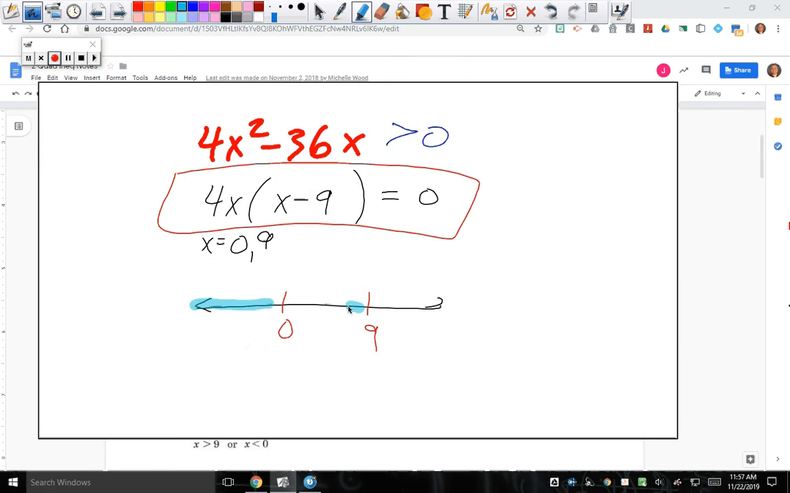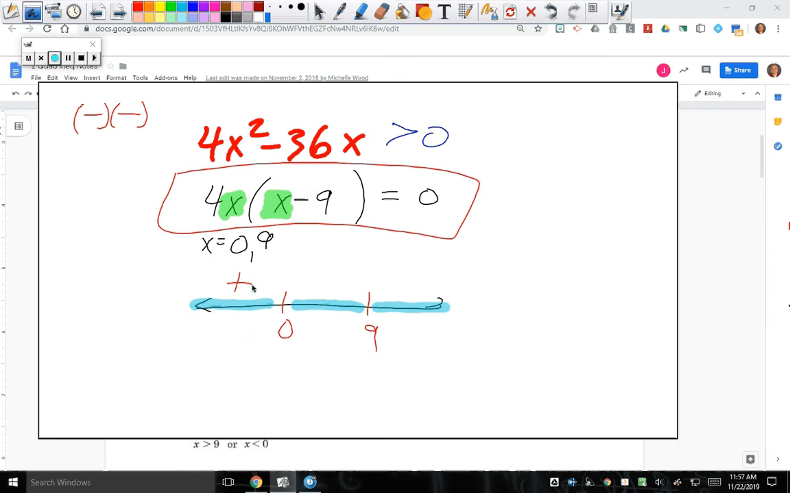So let's test something in the factored form in my first interval. Drew, what would you test in that first interval? Negative 1. All right, so with me, Drew. Negative 1 here gives me a negative. Negative 1 here gives me a positive. What's negative 1 minus 9? Negative 10. Negative. So two negatives multiplied together would give me what? Positive. I see where you're going. So the whole interval is positive.